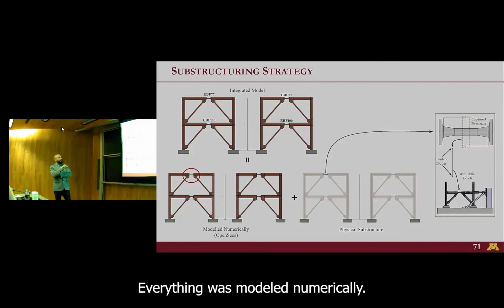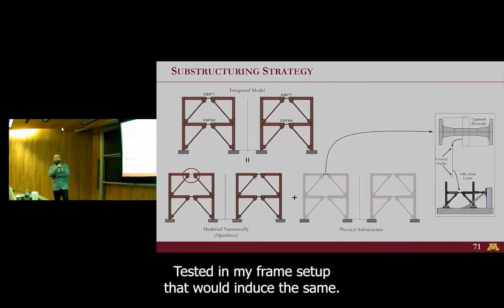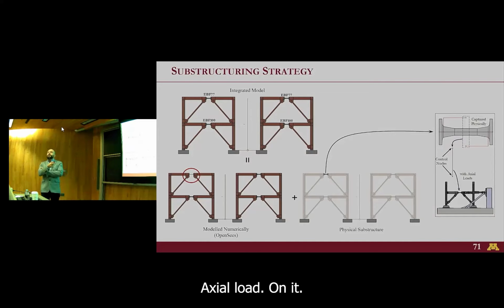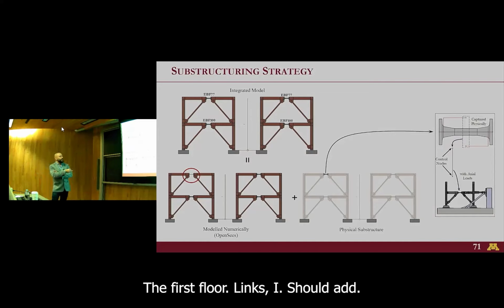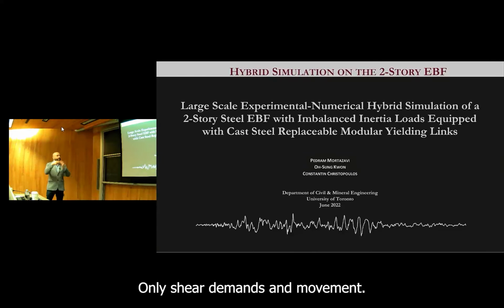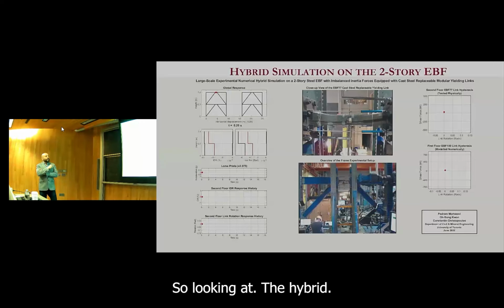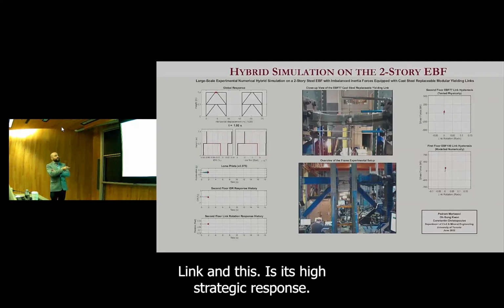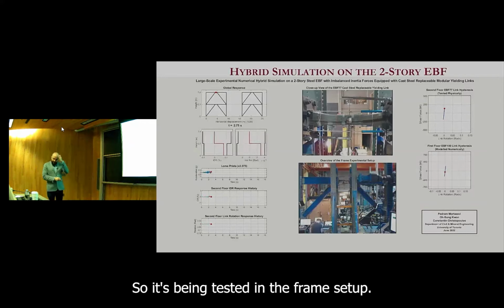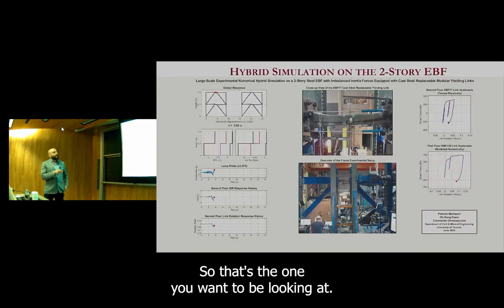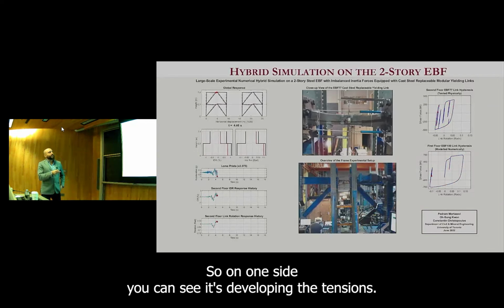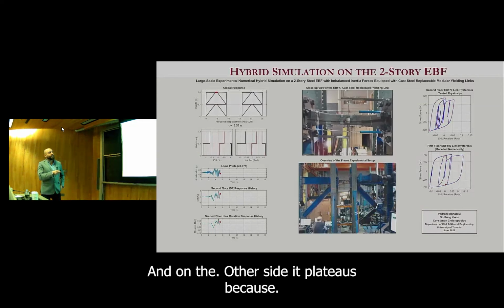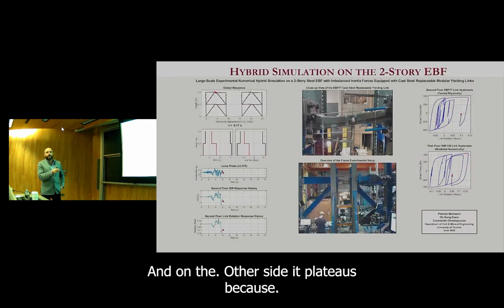Everything was modeled numerically except for the top floor link that was tested in my frame setup that would induce the same axial load on it. The first floor links, I should add, didn't have any axial loads, only shear demands and moment. So looking at the hybrid simulation here, this is the top floor link, and this is its hysteretic response. So it's being tested in the frame setup. So that's the one you want to be looking at. On one side, you can see it's developing the tensions, lots of overstrain, and on the other side, it plateaus because it's in compression.